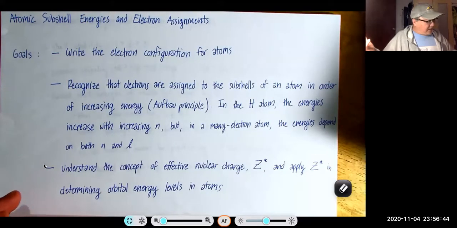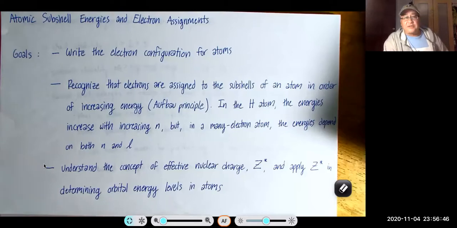Okay, the next section here is going to be atomic subshell energies and electron assignments. So we're done with the first section of this particular part.